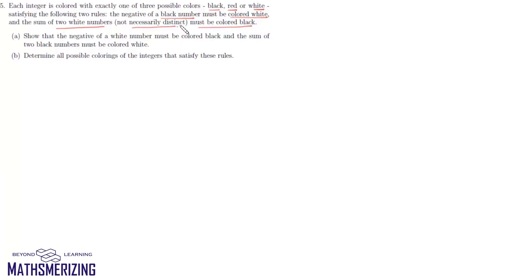Now the first question is, we have to show that the negative of a white number must be colored black and the sum of two black numbers must be colored white. So from these two given rules, we have to prove that the negative of a white number must be colored black. So for this first part, what we'll do is, we'll suppose that n is a white number.